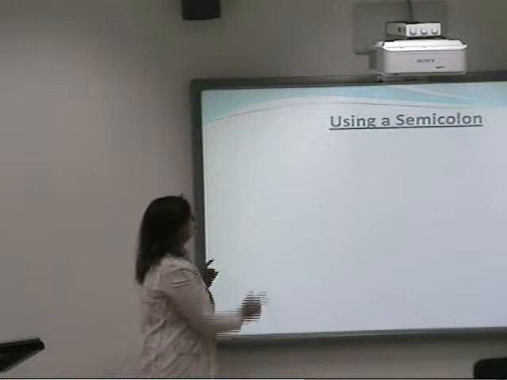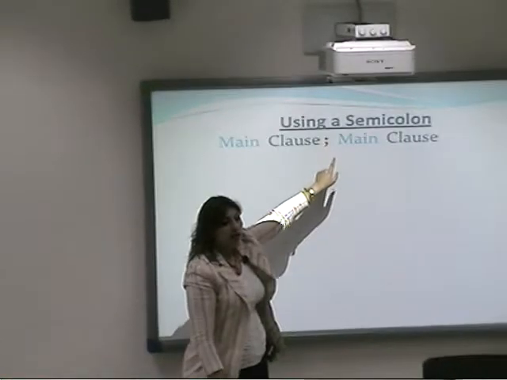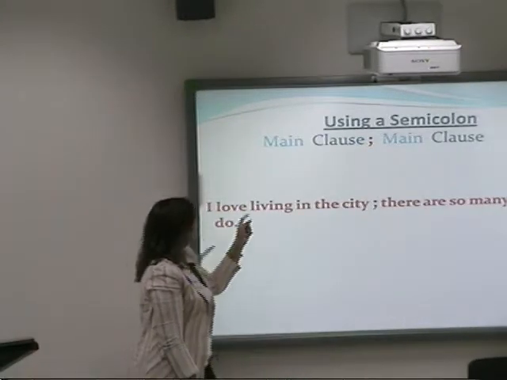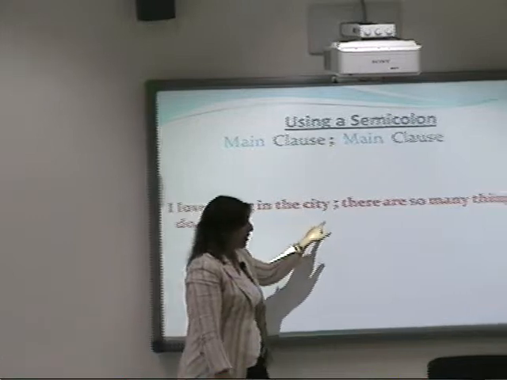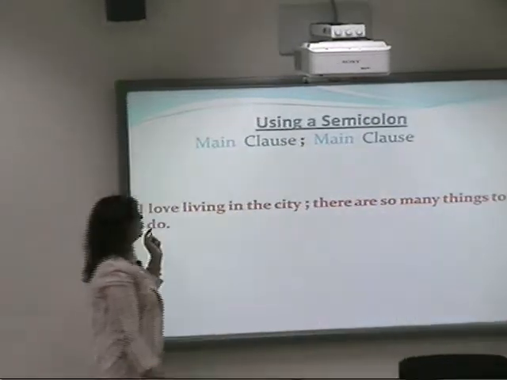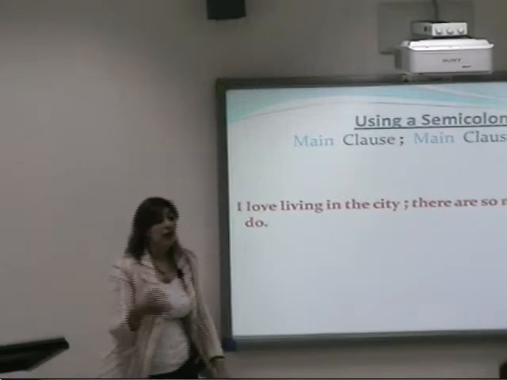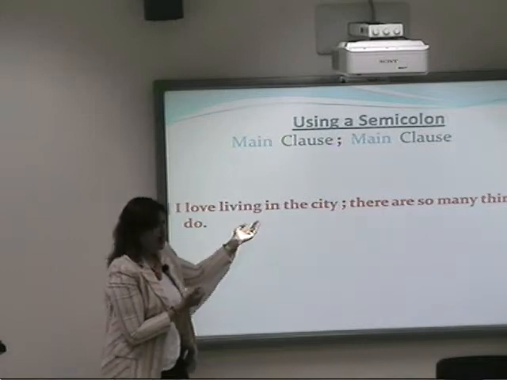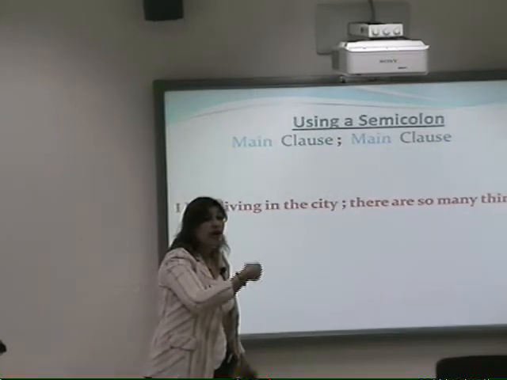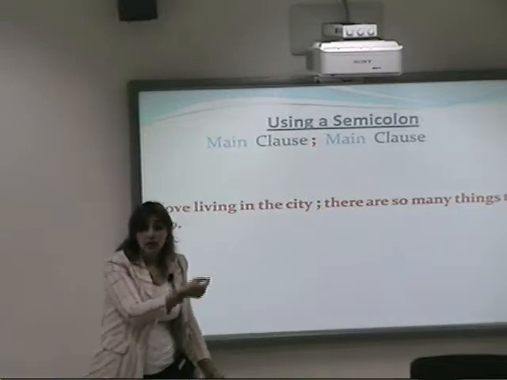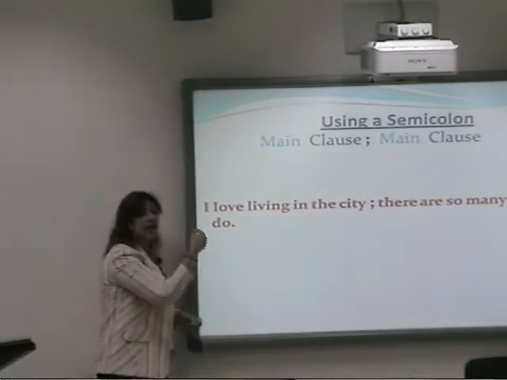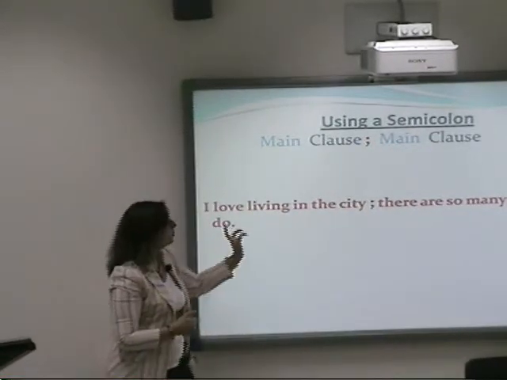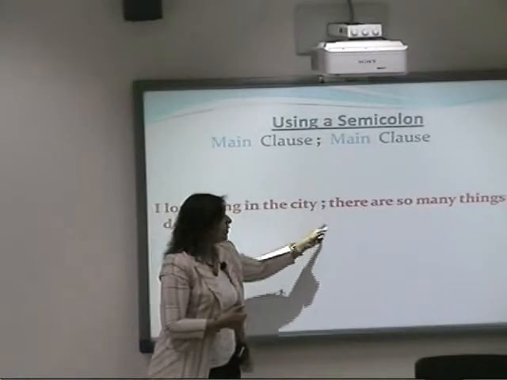Semicolon. A semicolon is placed here between two main clauses. Like this example. I love living in the city. There are so many things to do. This is related to what? Living in that city. So it gives more information or more relevant information about the first one. It gives more illustration about the first clause. Okay? So these two clauses are joined with a semicolon.